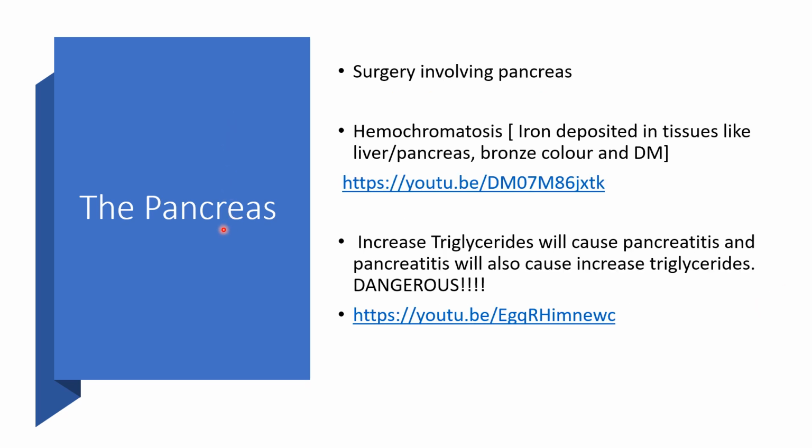Okay, still on possible problems with the pancreas, it could be surgery involving the pancreas, or it could be hemochromatosis. For the full presentation on hemochromatosis, you can copy this link and you will get into that on my channel. Hemochromatosis simply means the iron is being deposited in tissues, and the tissues could be the liver or the pancreas, giving us bronze color and diabetes mellitus, and it might be as a result of increased triglycerides. And that will cause pancreatitis, and the pancreatitis will also cause increased triglycerides.